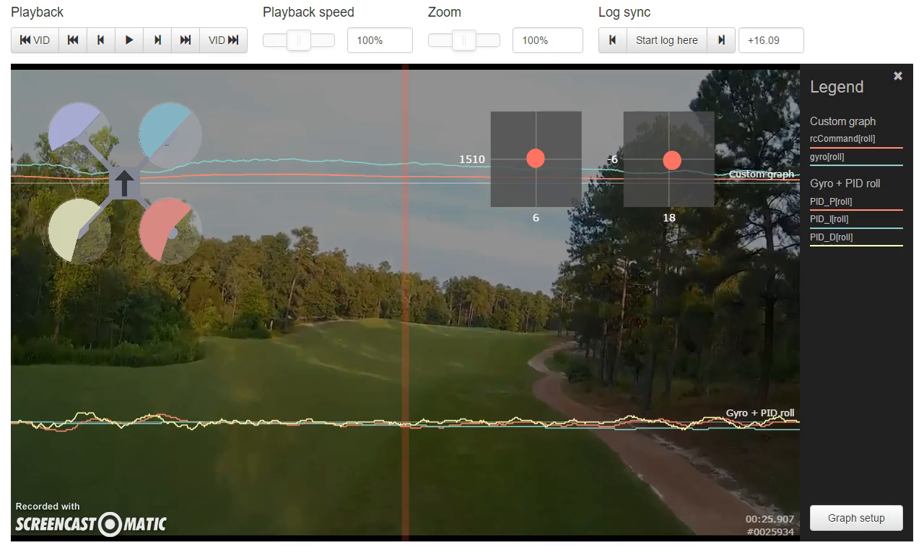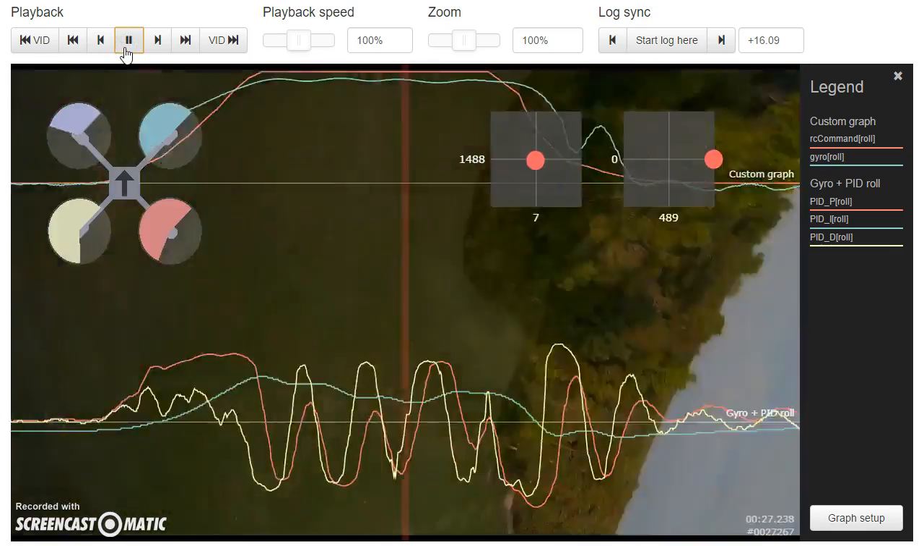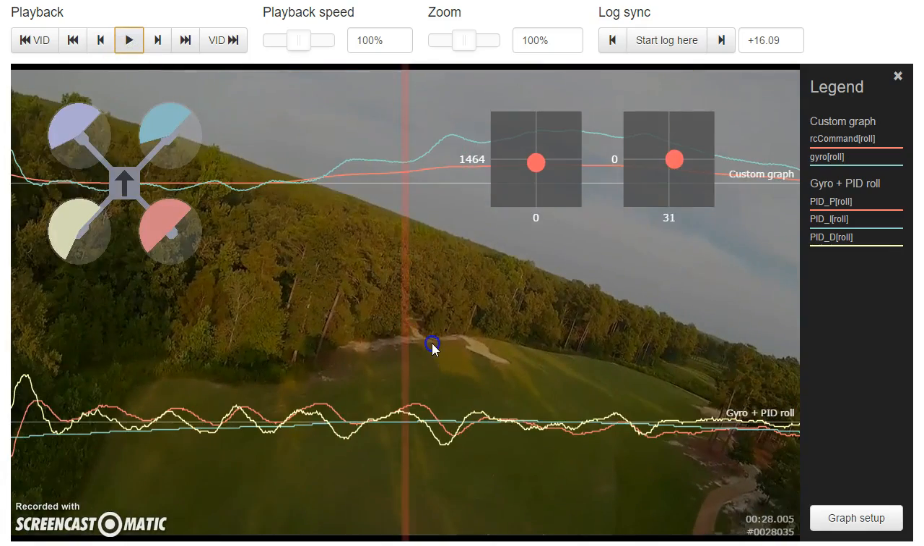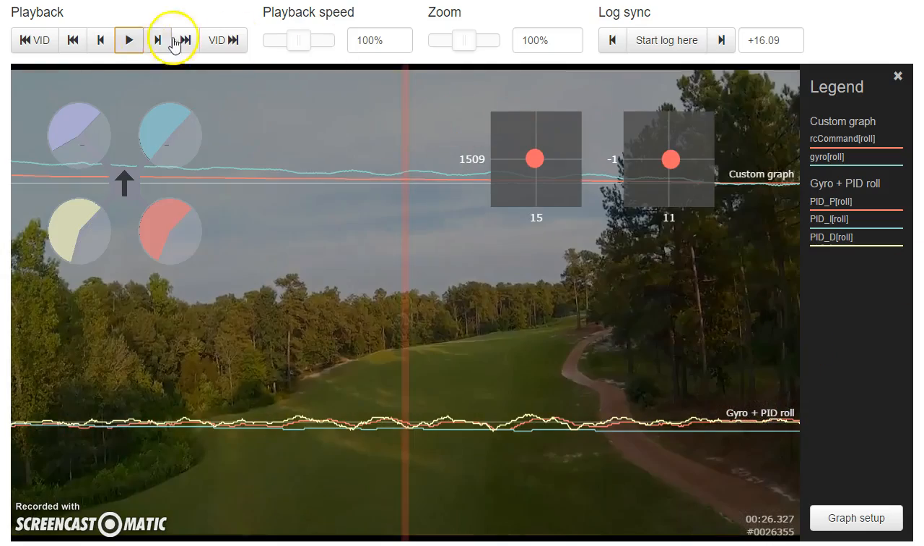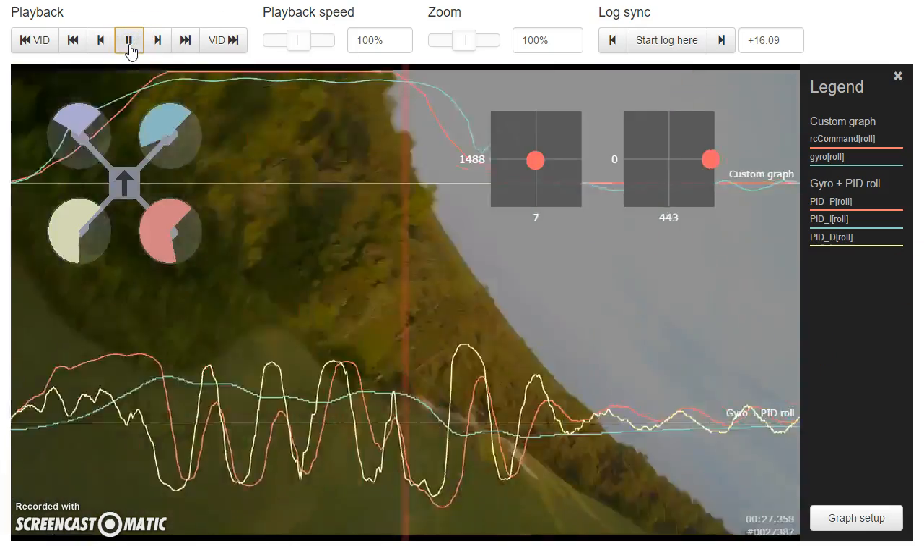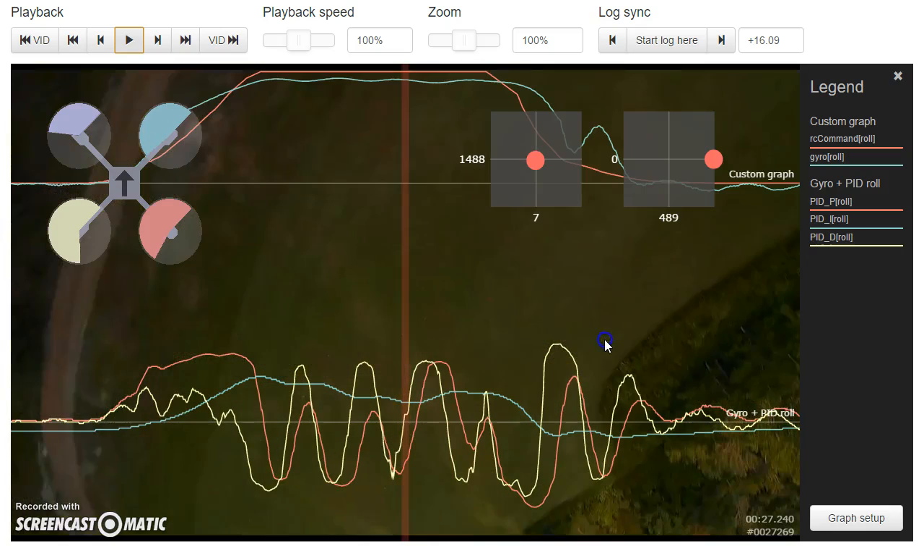So here I have lined up a roll, and let's watch it. And there it was. We definitely see some oscillation there at the end. Let's just take another look. Let's see what's going on here.